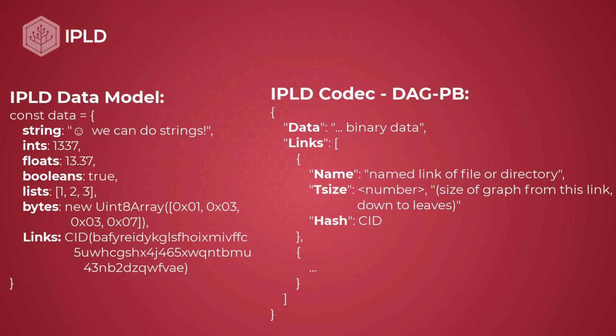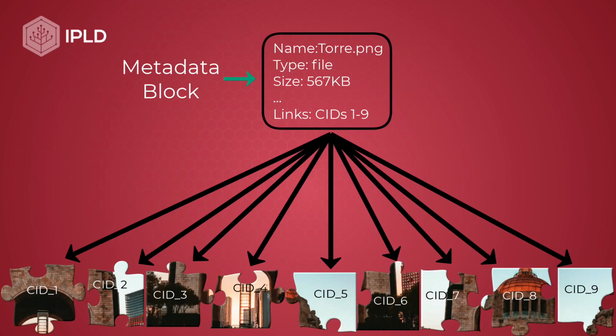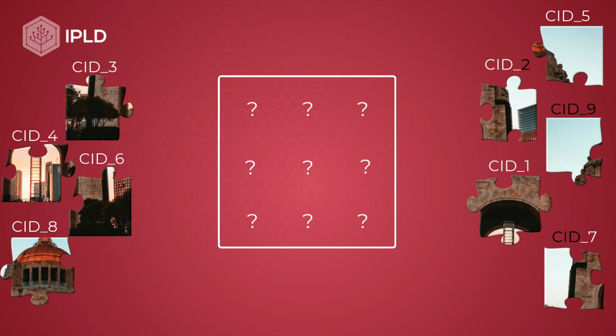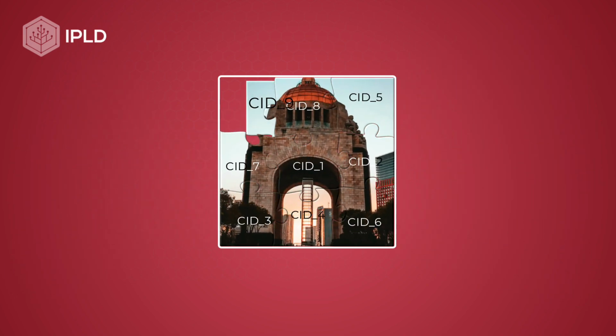Well, the core of IPLD's importance is centered around its data formatting standards. These standards are what UnixFS uses to create the metadata blocks, thus allowing us to find the correct ordering and location of the data. You can imagine it as having numbers placed on a puzzle board telling you exactly where each piece goes, and pieces have to be in this exact order or else you won't have the same image.